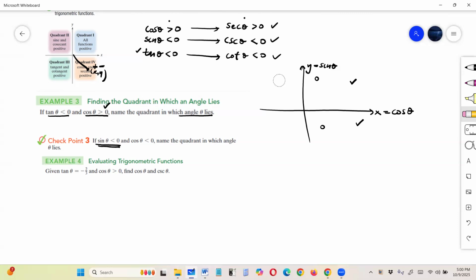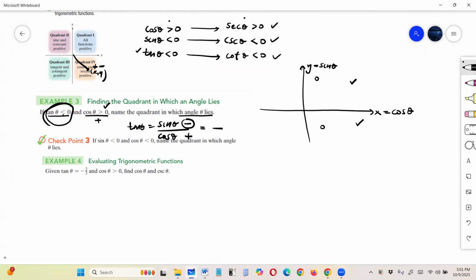So the only quadrant where, I'm sorry, I was looking at the other one. So we're doing example 3. The only location where tangent is negative is when cosine is positive. So keep in mind, tangent theta, sine theta, cosine theta. If cosine is already positive, the only way for tangent to be negative is if sine is negative.